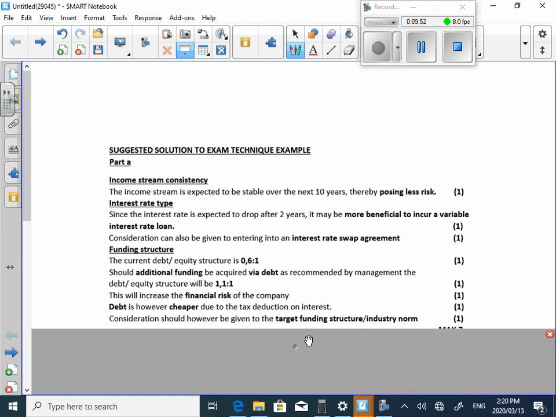Debt is cheaper than interest, than dividends. Therefore, it's cheaper to actually finance this by debt, not by equity. Those are all application points. They're not facts that you're actually listing from the question. So it's very important that you know how to do this.